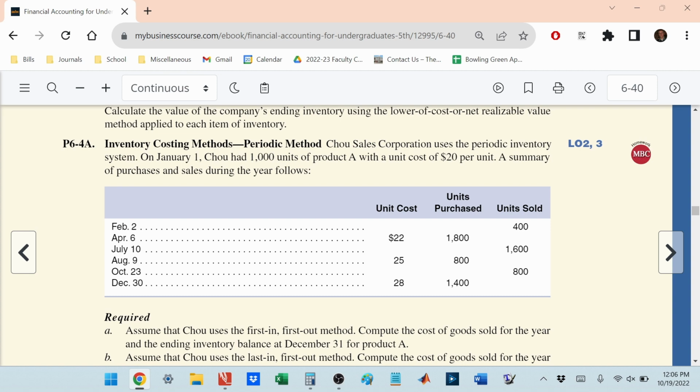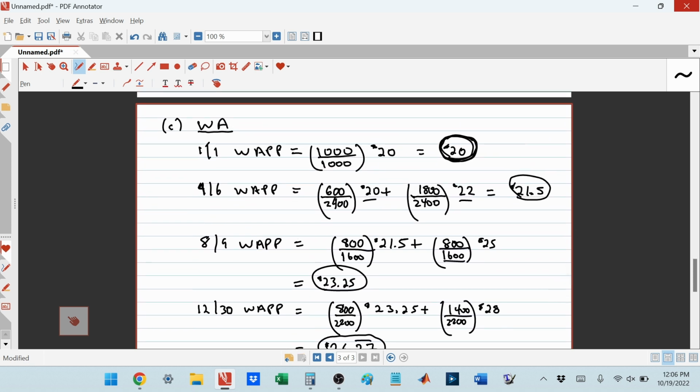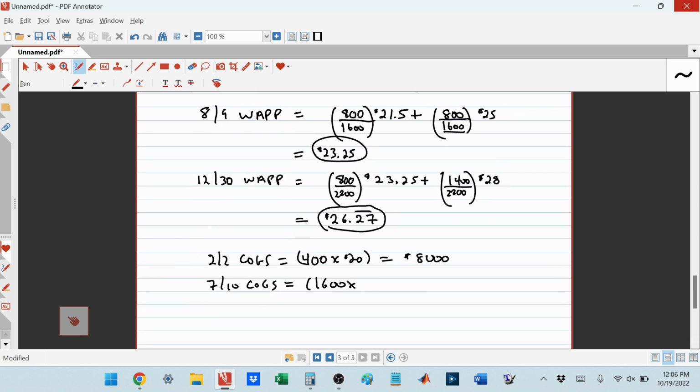All right, what about the 1,600 units we sold on July 10th? We assume, from the perspective of July 10th, what's the most recent weighted average purchase price? It's this one on April 6th. So we assume all 1,600 units that we sold on July 10th were purchased for $21.50.